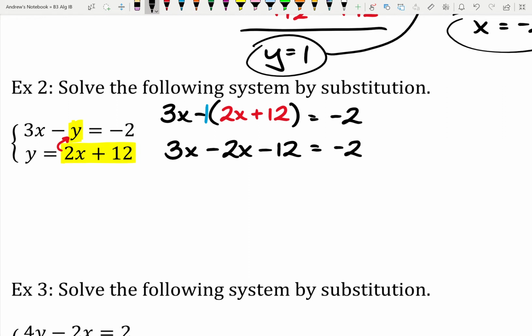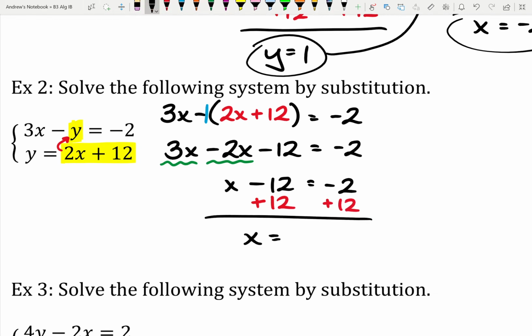Cool. So similar to the last one, we've got some like terms that we can smush together here. We've got 3x minus 2x. They're on the same side, so it's just 3x minus 2x, which is just 1x. And again, we don't need the 1 there, I'm going to get rid of it. After that, we just need to move all the numbers to the other side. So plus 12, get that over to the other side so that the x is all by itself. Negative 2 plus 12 is 10. Cool, so x is 10.